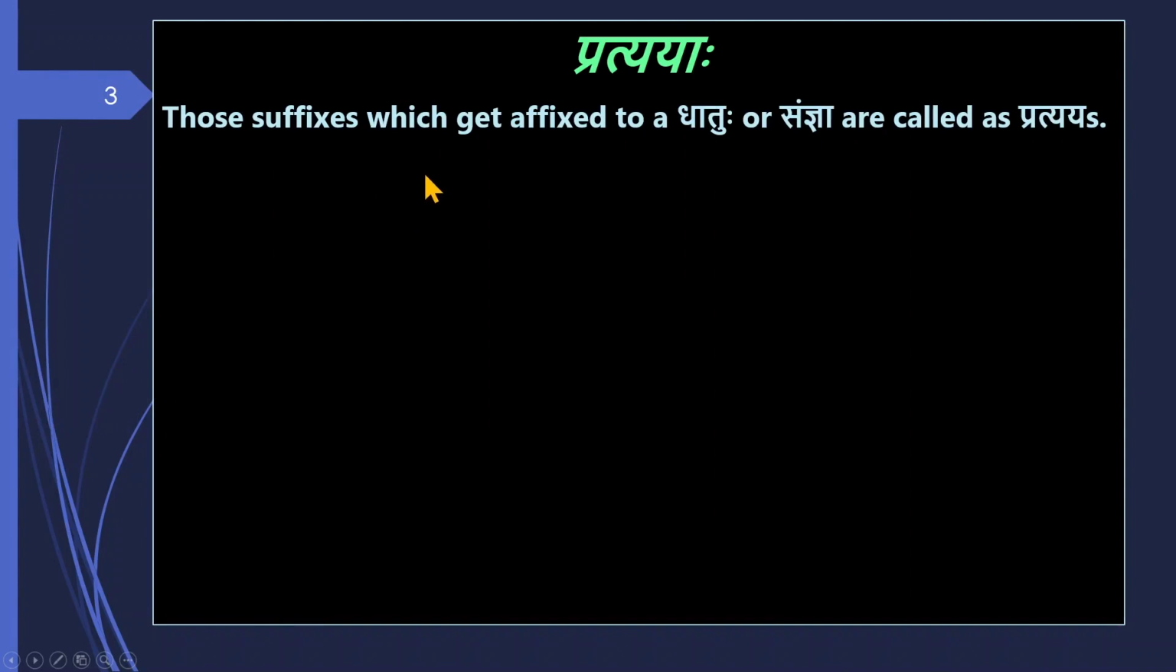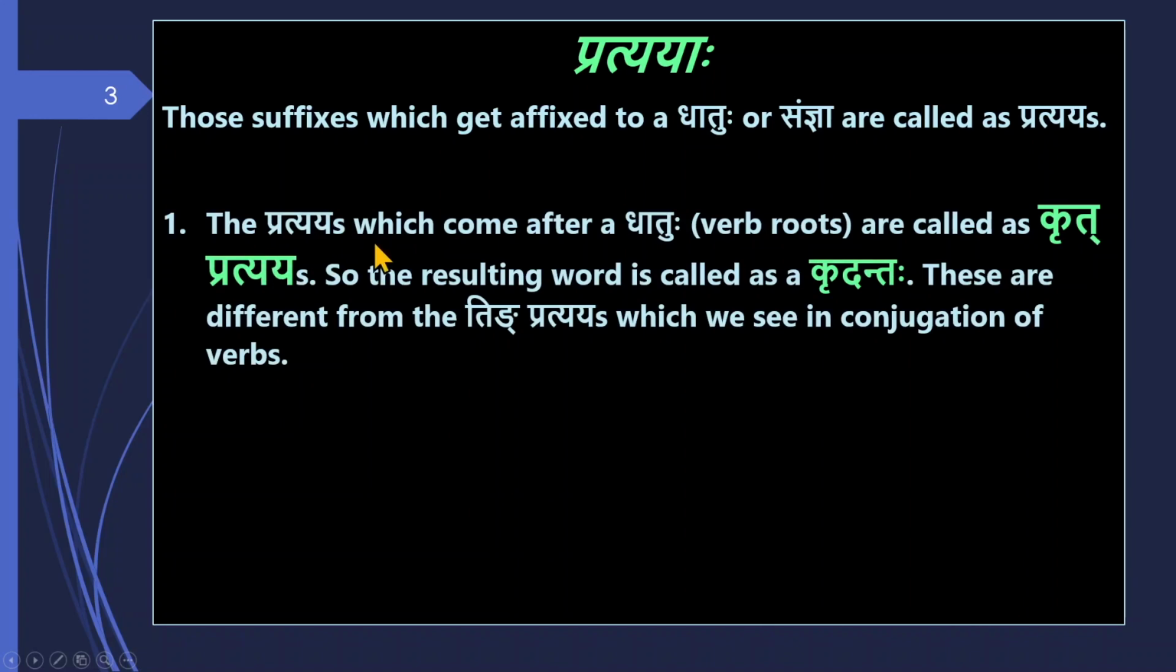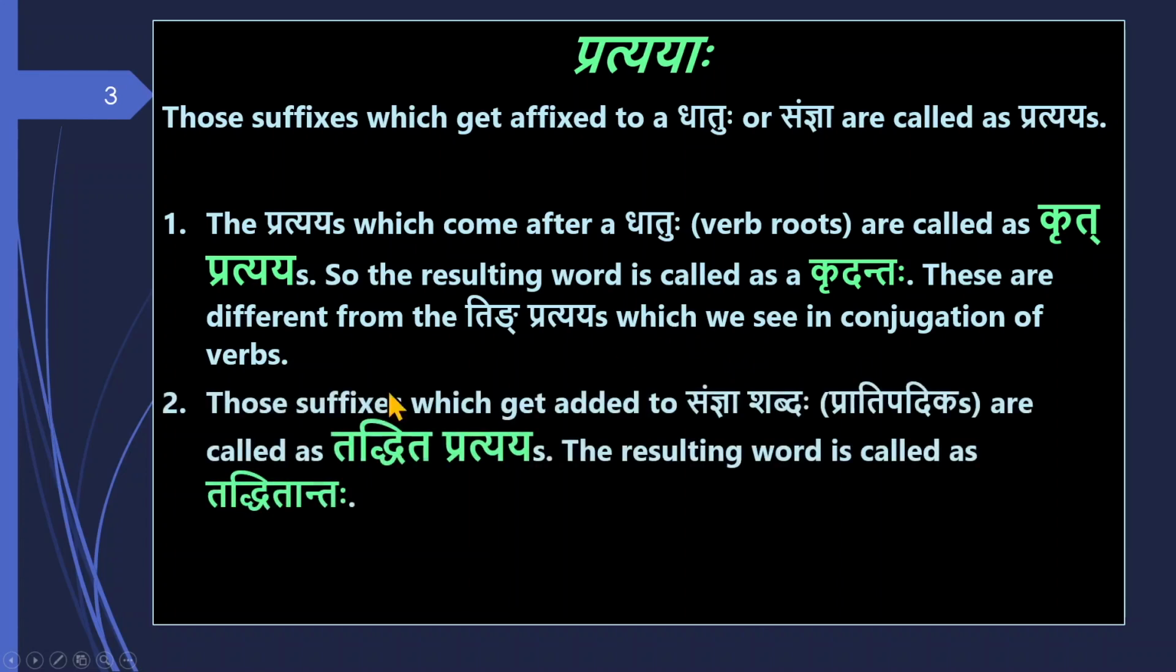Those suffixes which get affixed at the end to a dhatu or a sanya are called Pratyayas. The Pratyayas which come after a dhatu or verb root are called Krit Pratyayas. The resulting word is called a Kridanta. These are different from Ting Pratyayas which we see in conjugation of verbs. Those suffixes which get added to Sanya Shabda, that is Pratipadikas, are called Taddhita Pratyayas.